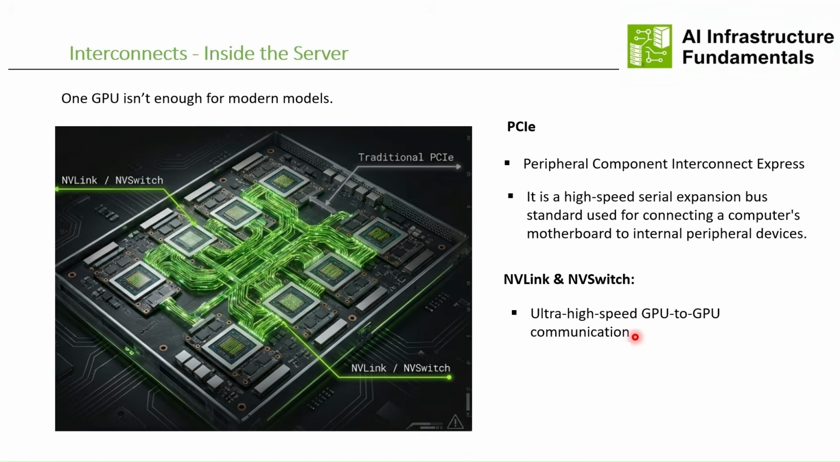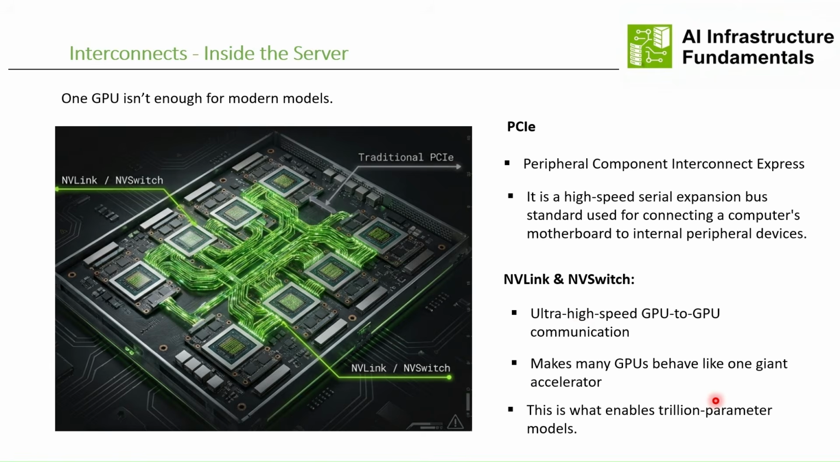It's an ultra high speed GPU to GPU communication. So as I said before, one GPU is not enough, so you need to have multiple GPUs connected so that tasks can be spread across these GPUs and a huge amount of operations can be done at once. That's what NVLink and NVSwitch allow you to do. They allow you to connect multiple GPUs together on an ultra high speed network, making many GPUs behave like one giant accelerator, and this is what enables trillion parameter models. Now let me talk in detail about NVLink and NVSwitch.